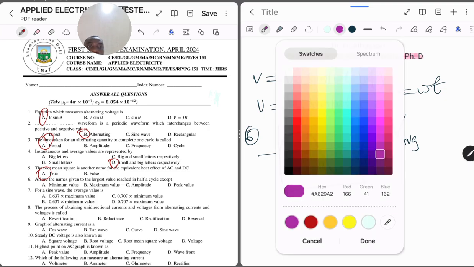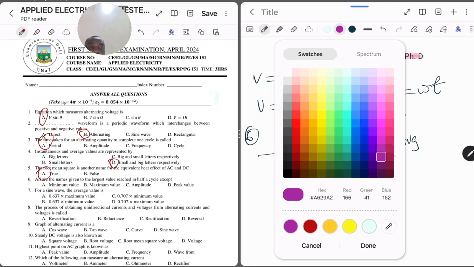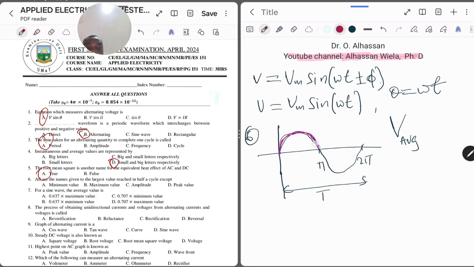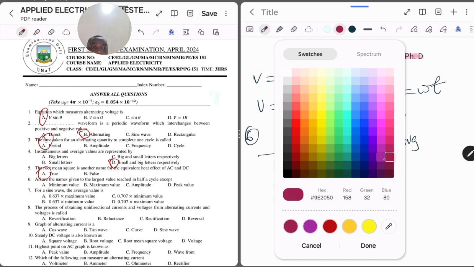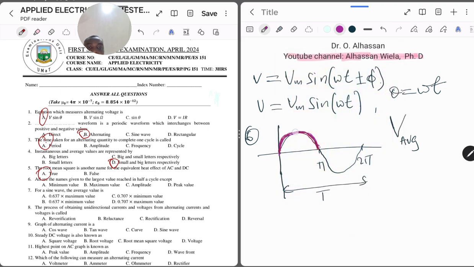I think I have to use a different color for this. Okay. So the name given to the largest value here, remember we have what? A minimum. No, the minimum is a down one, so it's not the largest, that's actually the minimum.